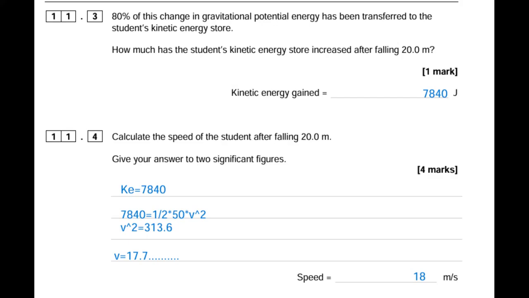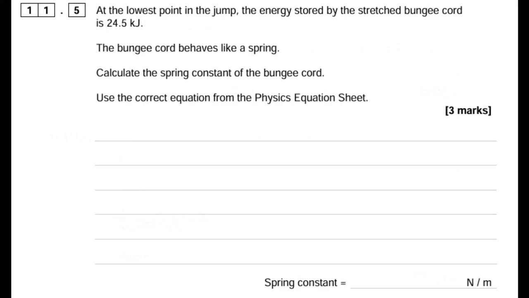7,840. And for 11.4, for calculating the speed after falling 20 meters, you just set the kinetic energy equal to 7,840, and because kinetic energy is equal to 1 over 2 mv squared, you can divide the kinetic energy by 25, which is a half times 50, to get v squared, and just square root that to get your answer. And because it asks you to give it to two significant figures, you round 17.7 and then just a bunch of decimals to 18.